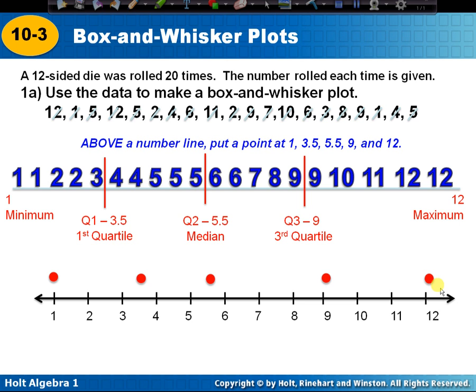Once I have all my points plotted on my number line, I'm going to draw my box and whisker plot. My box is going to go from Q1 to Q3 with a line for Q2. And then my whiskers are going to go out from each side. On this side from Q1 to the minimum value, and on this side from Q3 to the maximum value. So there's my box and whisker plot. Make sure you have all of that down before you move on. You can pause the video now if you need to.